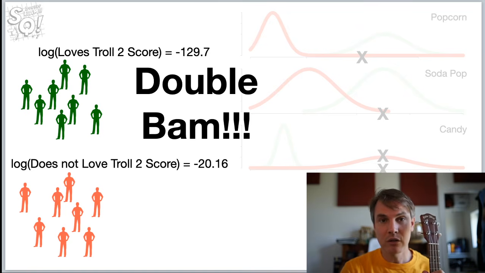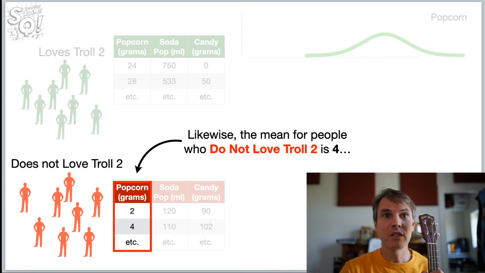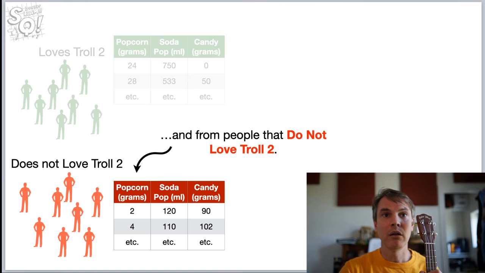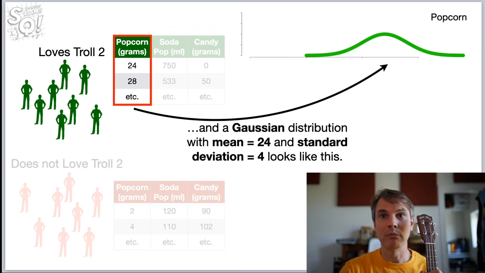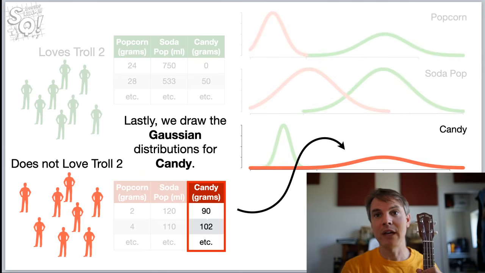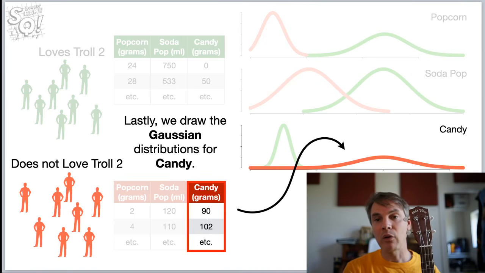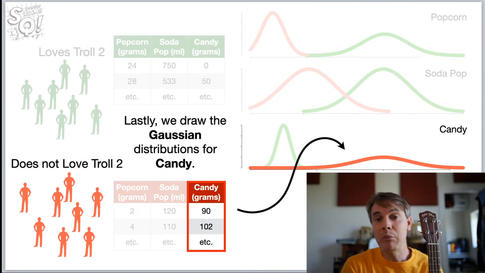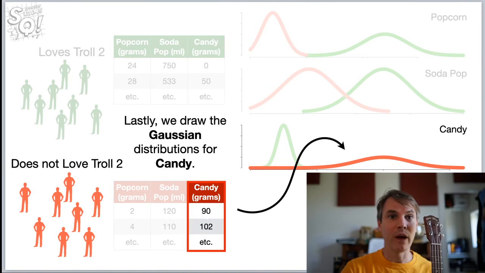For each thing in our data set, we calculate a Gaussian curve. Bam, bam, bam, bam, bam. We calculate these Gaussian curves and we use them to calculate likelihoods given that they either love troll 2 or they don't love troll 2, and we basically just multiply those likelihoods together. It's not rocket science. All right, so now let's move on to some fun stuff.